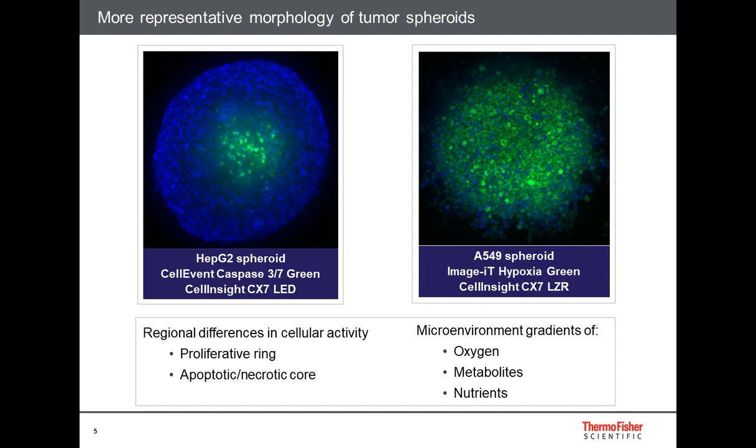On the right, we also illustrate with our Image-iT Hypoxia Green reagent that the core of these three-dimensional structures is present in a reduced oxygen tension. And so, as we'd expect, there's a gradient of not only oxygen, but also metabolites and nutrients across this three-dimensional structure. So this has implications for not only how we label our cells, but also what biology is occurring in cells depending on where they exist throughout this structure.